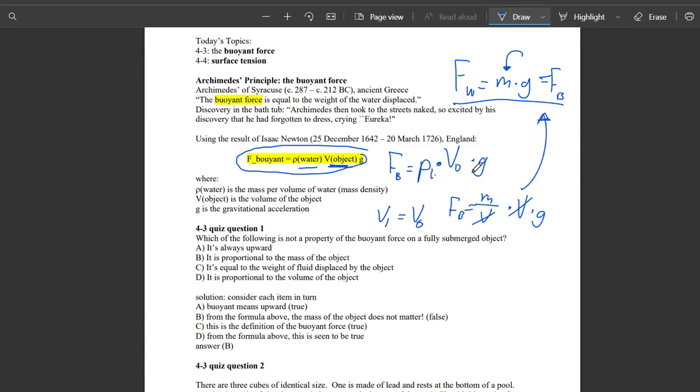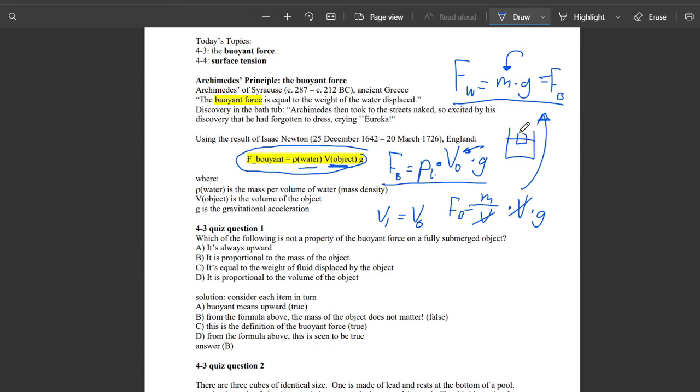So that's just one way of dimensionally analyzing this equation. This is the primary one you need to know. The buoyant force is equal to the density of the liquid times the volume of the object submerged times the gravitational acceleration. When I say volume of the object submerged, this specifically refers to the amount that's underneath the surface of the water.